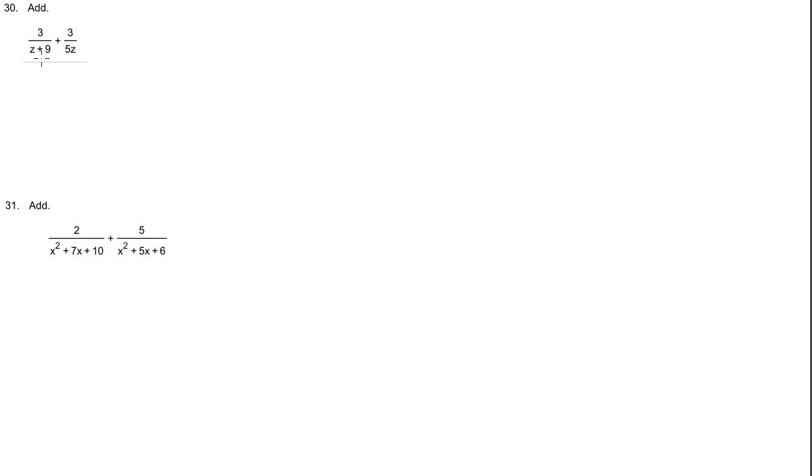Three divided by z plus 9 plus 3 divided by 5z. Z plus 9 and 5z are relatively prime. They've got nothing in common. So we're going to just kind of do a little cross multiplying here.